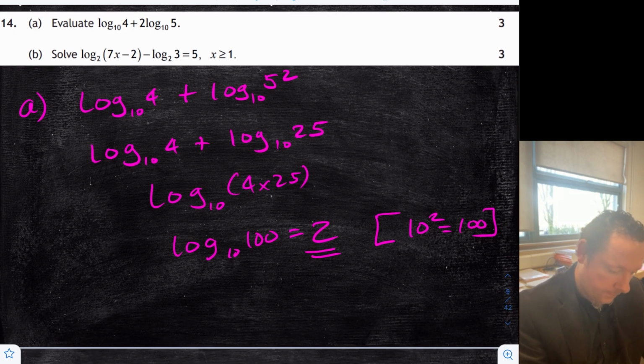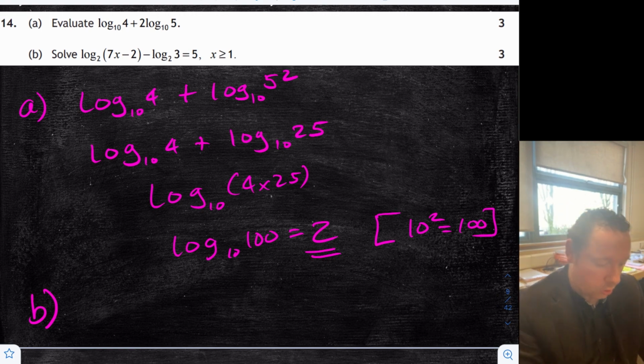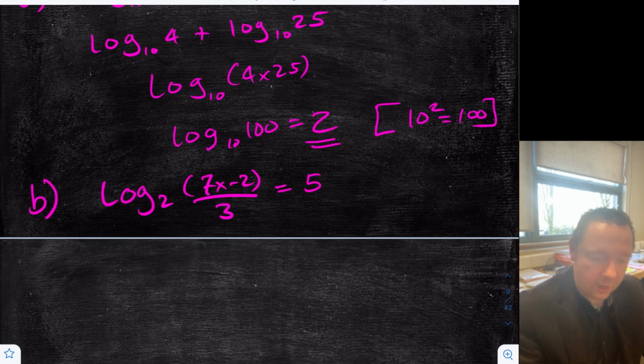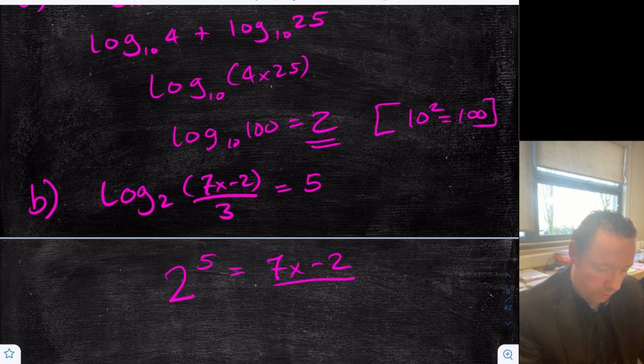Part B. Solve log 2 (7x minus 2) minus log 2 (3) equals 5. So we'll combine that into one log straight away by writing log 2 of (7x minus 2) all over 3, because a minus means we can divide. And that equals 5. So when using our rules of logs to eliminate, we've got a log on one side and a number. So 2 to the power of 5 equals this. So I can write that 2 to the power of 5 is (7x minus 2) over 3.